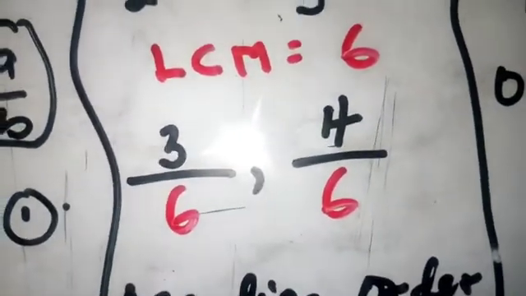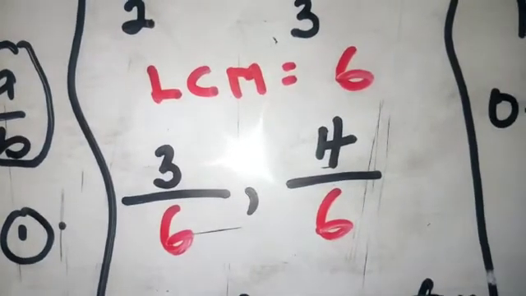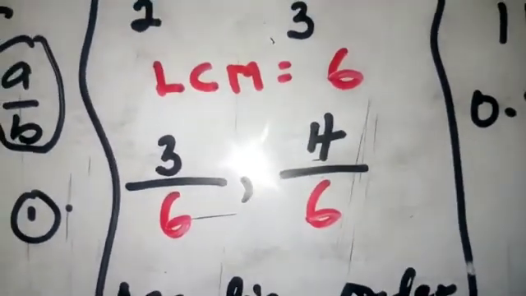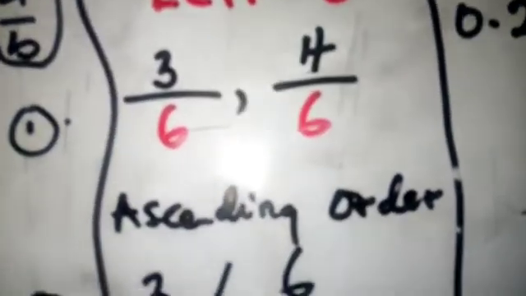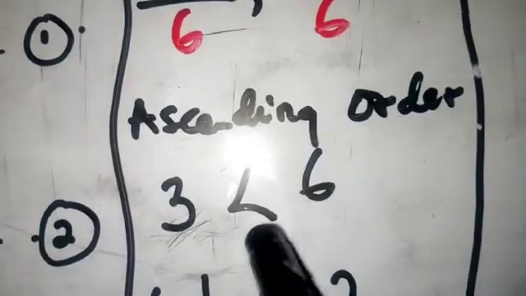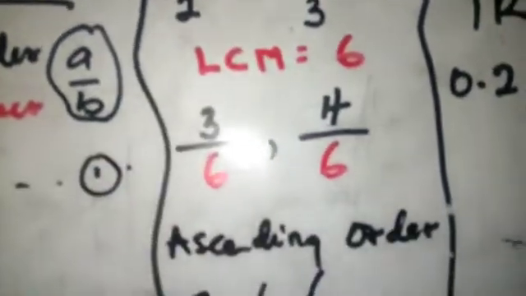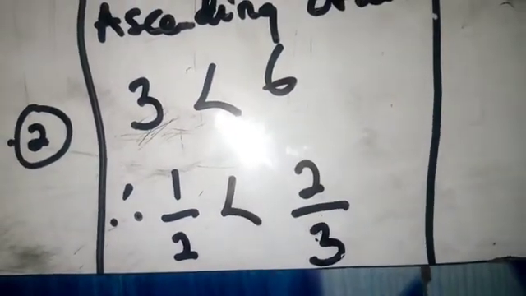So since the denominators are the same, now you can compare the top one. So you determine which fraction will be the smaller, which one will be the largest one. So as you can see, the first one is smaller than the second one. So in ascending order, this guy 3 is smaller than 6. Therefore, the first fraction, that is 1 over 2, will be smaller than the second one. The other way around is the descending order. Is that okay? So that is how you solve this type of problem.